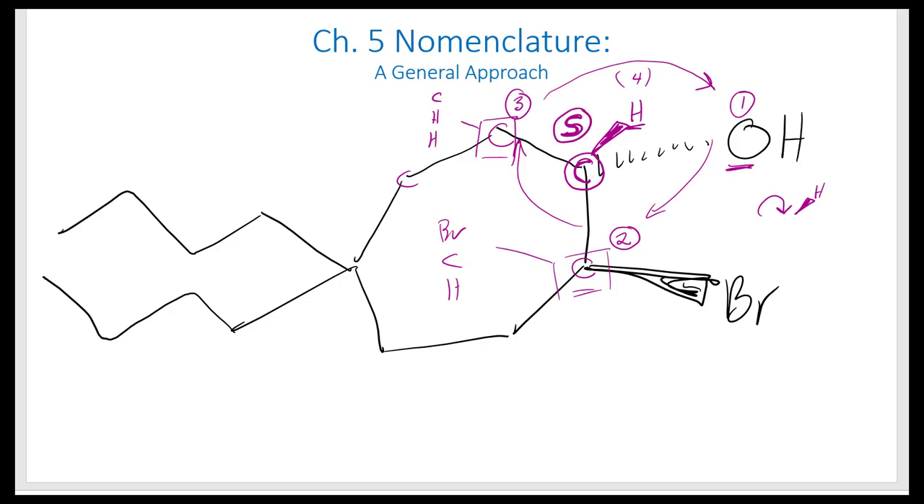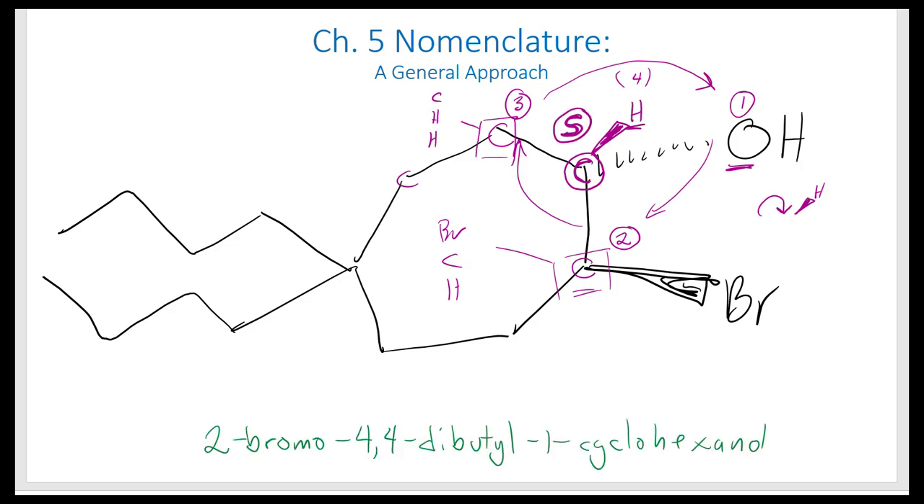Now we can add that to the name by putting an S at the very beginning of the name. And since it's assumed that there are two chiral centers, we're going to assume that you put them in order so that this applies to the lower numbered carbon. But if we wanted to be explicit, we could put 1S.